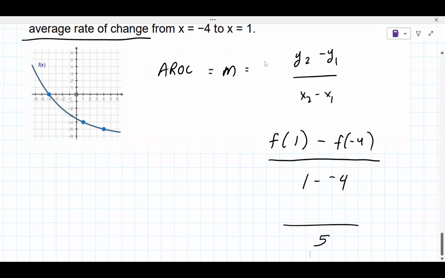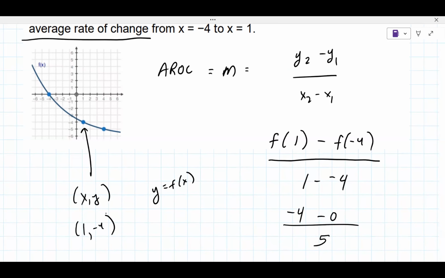Oh, okay. And then f of 1 is the y value. So it's like, what is the y value at 1? It's -4. What's the y value at -4? It's 0. Right here is an XY pair. It's 1, -4. But the 1 is the X, Y is really f of X. And that's why you're using function notation. Is that clear or is that totally off? It's kind of clear.